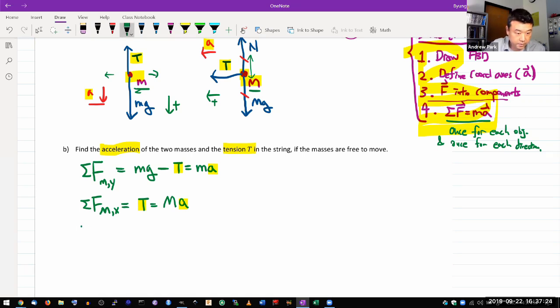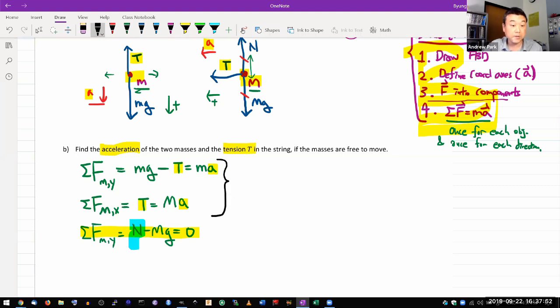Finally, for the y direction, net force for the big mass in the y direction, we have normal force minus mg, and that should equal 0 since it's not accelerating in that direction. So this is the third and last equation. I guess you would write it down if you are looking for the normal force somehow. But for our purposes, it doesn't add anything useful. Really, the first two equations give us everything we need.